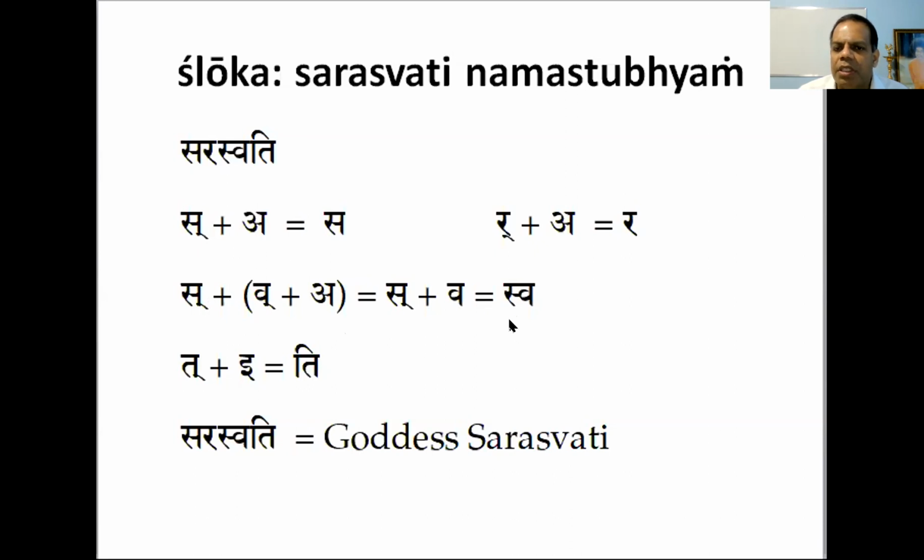As you can see, half of the Sa is the one which is combined with Va to produce Swa. Saraswa. The fourth letter is Ti. It plus E is Ti. Saraswati.